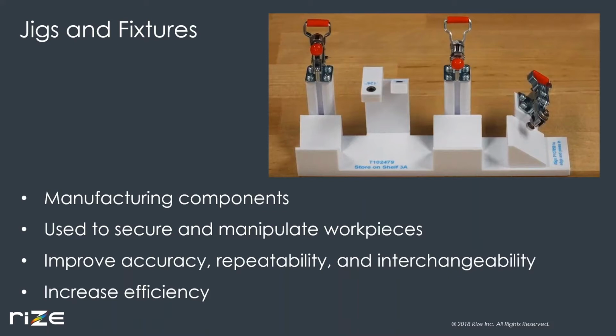So jigs and fixtures are tools that are most often used in manufacturing. They link with one or more workpieces and help to secure and manipulate them during manufacturing processes. There are several benefits to using these devices rather than manipulating work by hand. The deterministic positioning they can provide ensures that the resulting parts from each use will be very accurate and interchangeable. The automation of positioning also allows tooling to be applied much faster, making the manufacturing process more efficient.